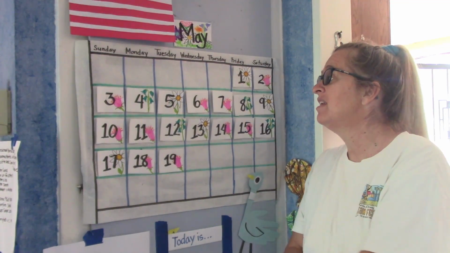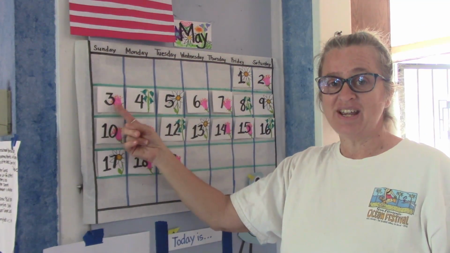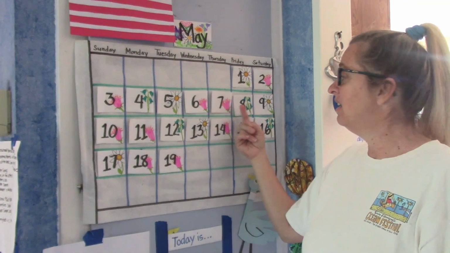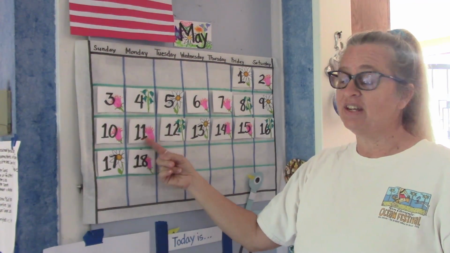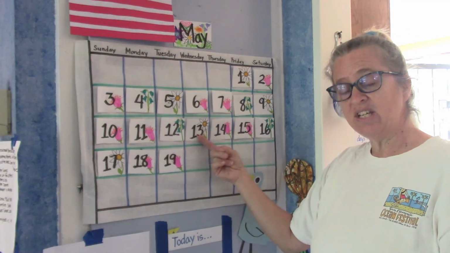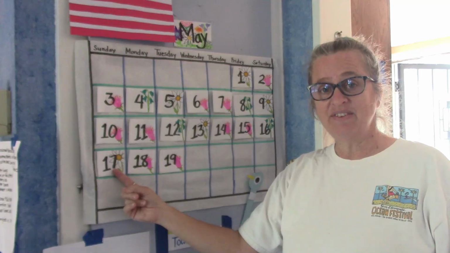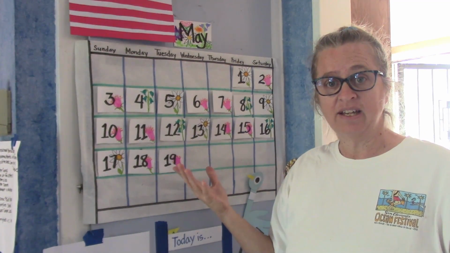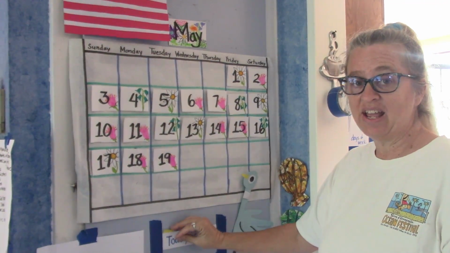Ladies and gentlemen, count away. 1, 2, 3, 4, 5, 6, 7, 8, 9, 10, 11, 12, 13, 14, 15, 16, 17, 18, 19. We did it. Now we get to do, what day is today?